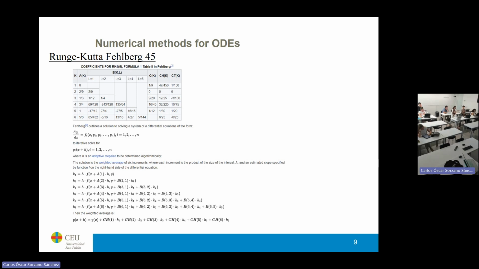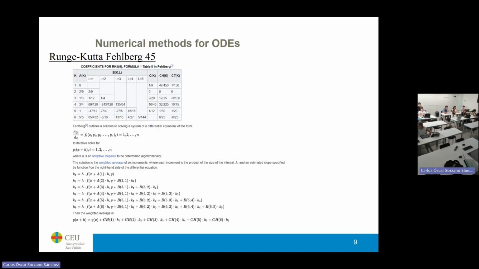So that is a time step. The time step is still h. And the next state will be the current state plus something that depends on h. And this dependence is through these values k1, k2, k3. Here you have all these values. And then you have also ch, and ch are some coefficients.